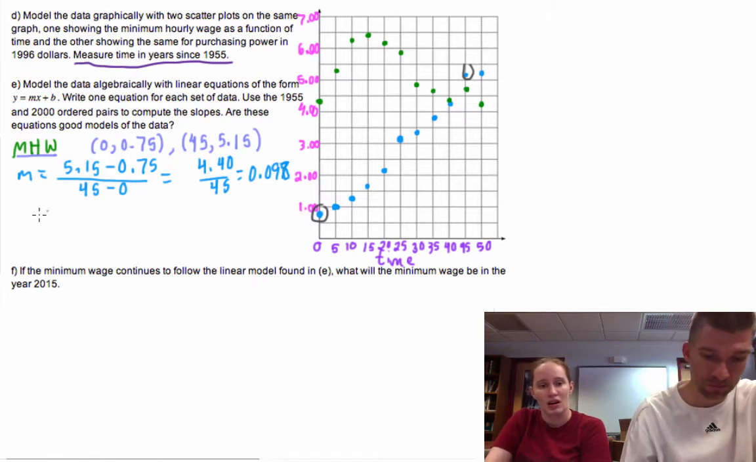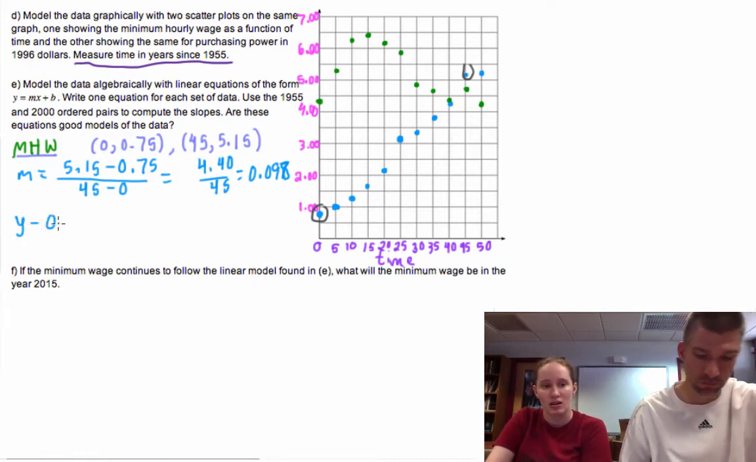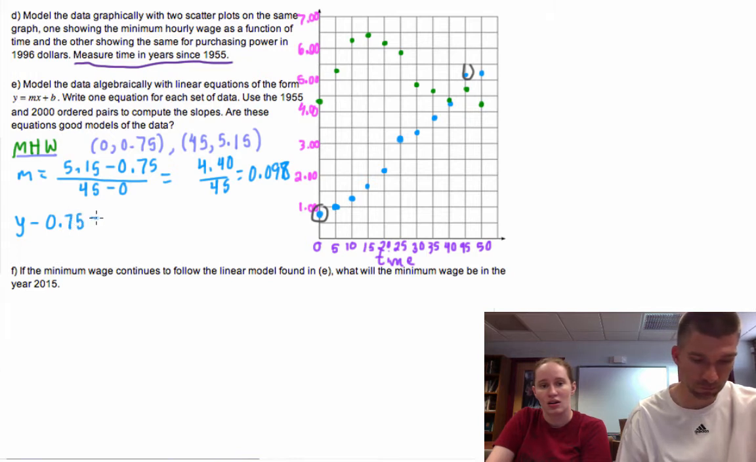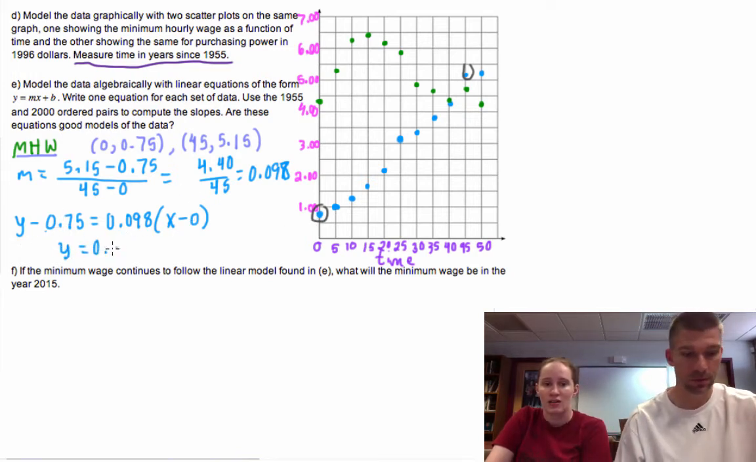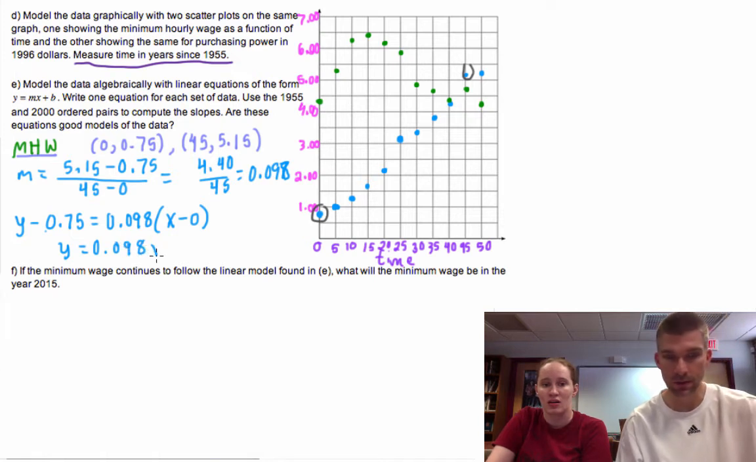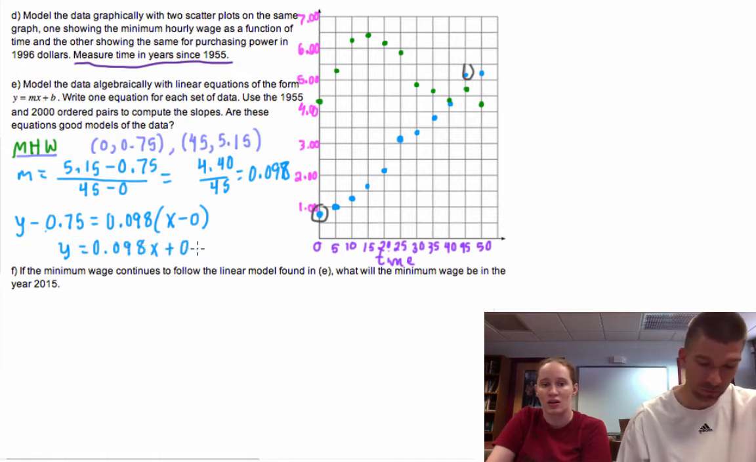0.098. Yep. And the great thing about this is, if we use this point and point slope, which is y minus y1 equals slope times x minus x1. Since x1 is 0, all we really have to do is just add that guy over. So we would need 0.098 times 0.75.